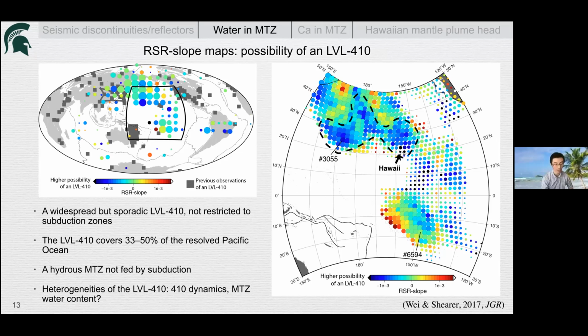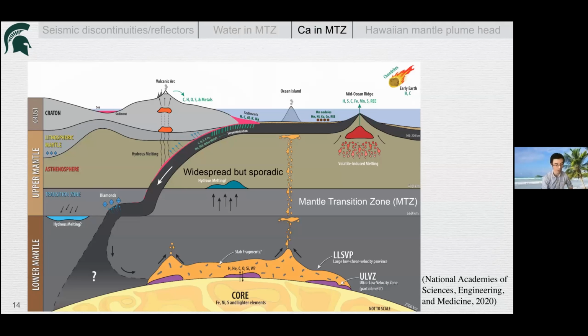But you also definitely notice the strong heterogeneity over here. Why are there strong blue colors here, but not in other places? So we are still kind of puzzled by this strong heterogeneity, that could suggest more complicated 410 dynamics, but also can indicate varying water content in the mantle transition zone. Hopefully, in the future we can have more independent observations to confirm our observation. Then I want to use this cartoon again to summarize this part of the case study: we do find this hydrous melting is widespread globally, but it's not continuous like the cartoon model.